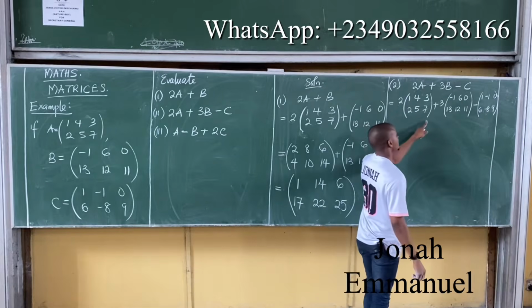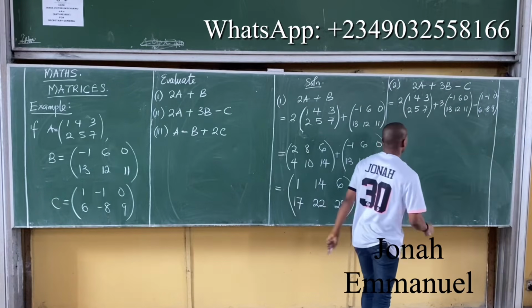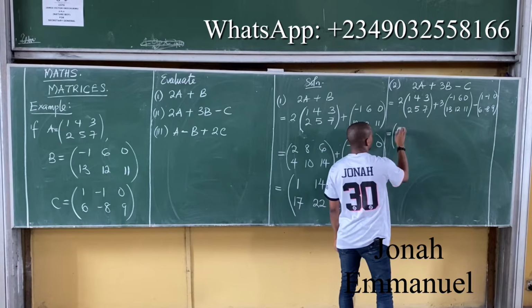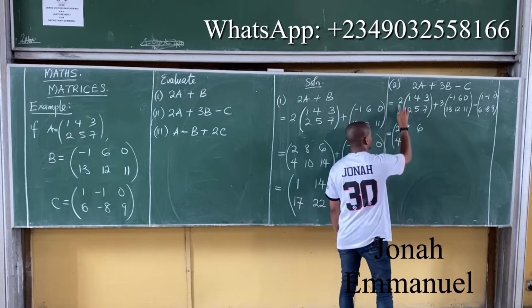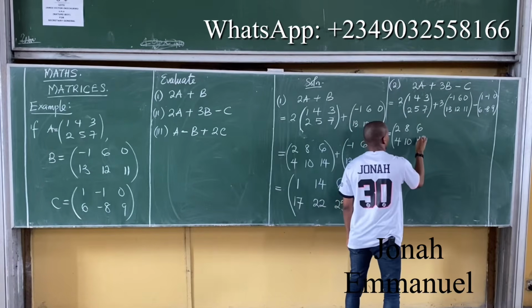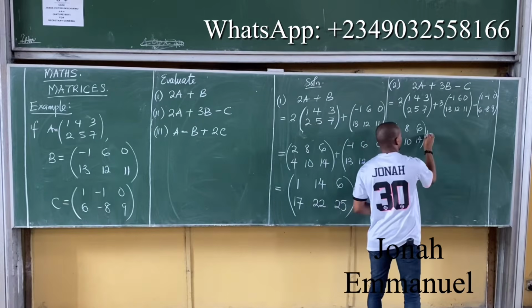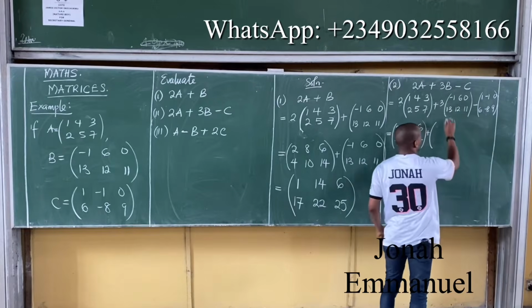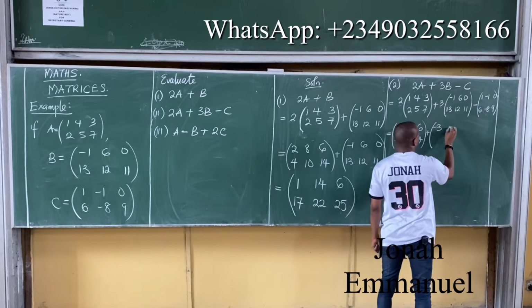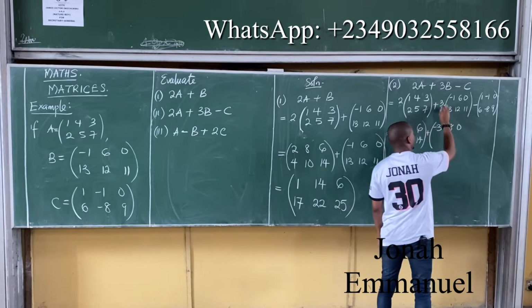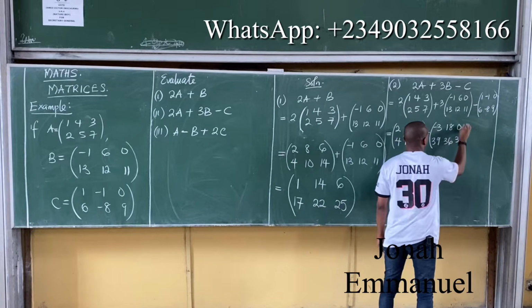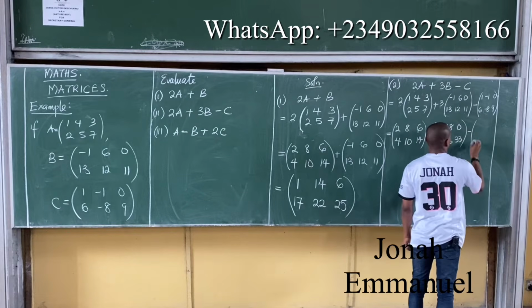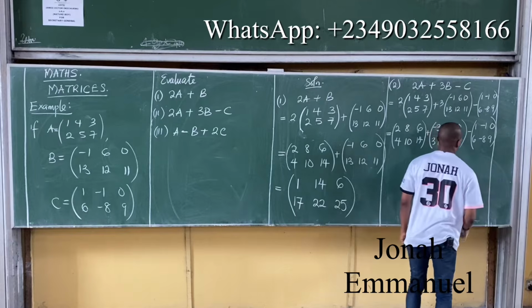So 2 multiplies all of this, and 3 multiplies all of this. So I have 2 times 1 is 2. 2 times 4 is 8. 2 times 3, 6. 2 times 2, 4. 2 and 5, 10. 2 and 7, 14. Plus, use 3 to multiply this. 3 times minus 1 is minus 3. 3 times 6 is 18. 3 times 0 is 0. 3 times 13 is 39. 3 times 12 is 36. 3 times 11 is 33. Minus into bracket, 1, minus 1, 0, 6, minus 8, 9. So I have this.